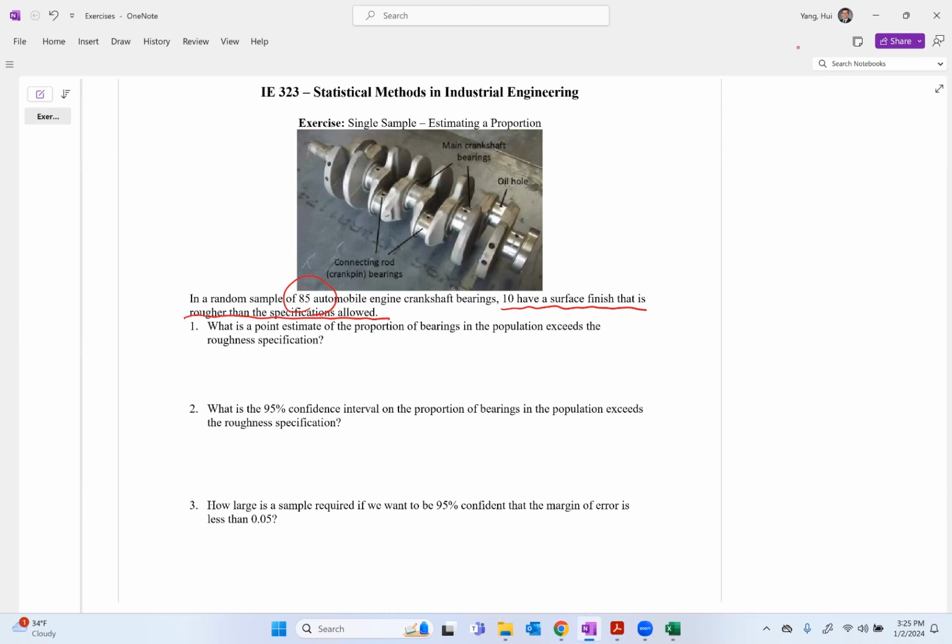So we have the total sample size n equals 85. And how many of them are exceeding the specifications? That is 10. So what's the point estimate of the proportion of bearings in the population that exceed the roughness specification? The p hat will equal x over n, that will be 10 over 85. So this is approximately 0.12. So that's the first problem.